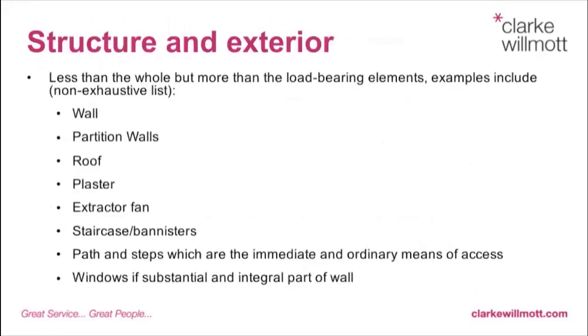The next element, and this is usually the area where there's most dispute, is the structure and exterior. Section 11 requires the landlord to keep in repair the structure and exterior of the dwelling. The list below is a non-exhaustive list, and for example includes walls, partition walls, roof, plaster, extractor fan, staircase and banisters, paths that lead up to the main entrance of the property, not necessarily, for example, garden path leading to the back, windows if they are a substantial and integral part of the wall.